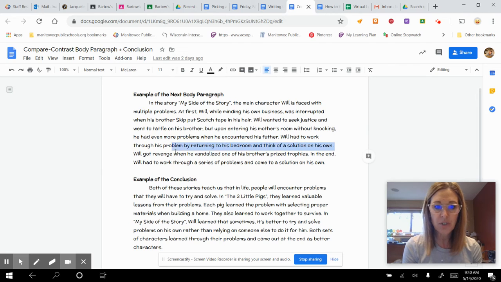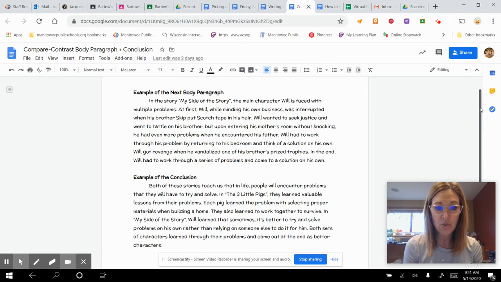So here's his solution. Will got revenge when he vandalized one of his brother's trophies. And my wrap-up sentence: in the end, Will had to work through a series of problems and come to a solution on his own. Okay, so it only talks about my side of the story.